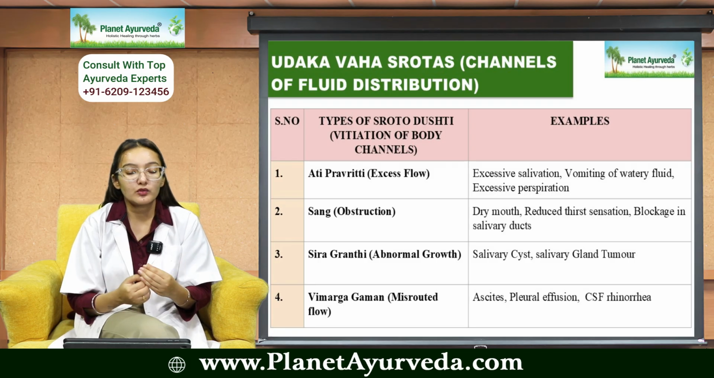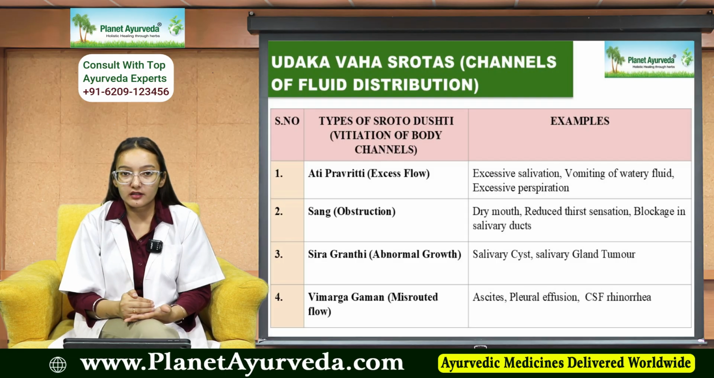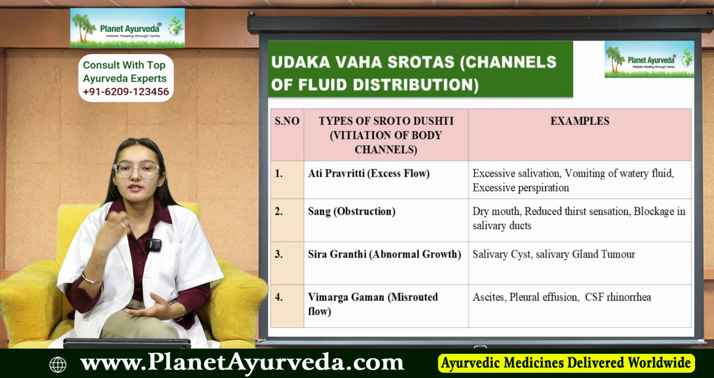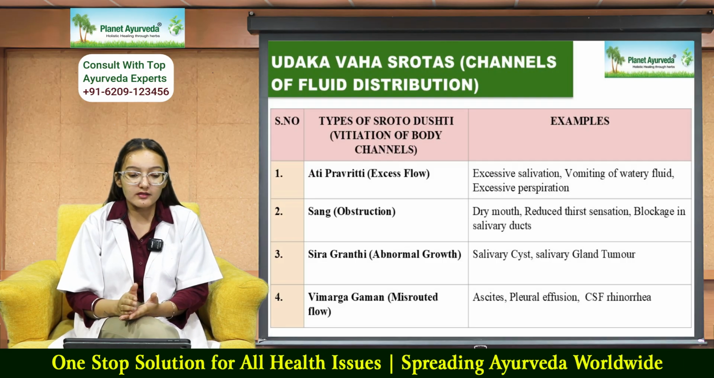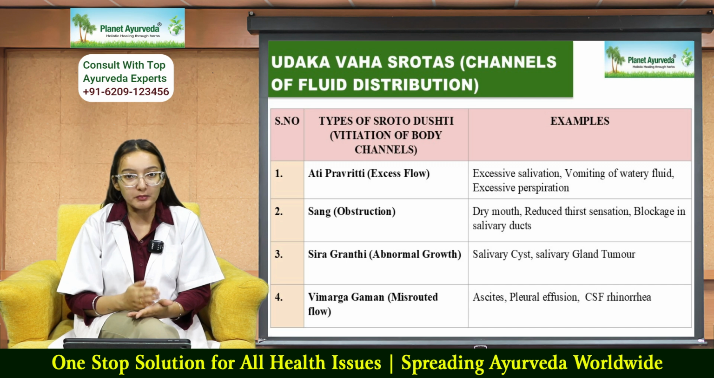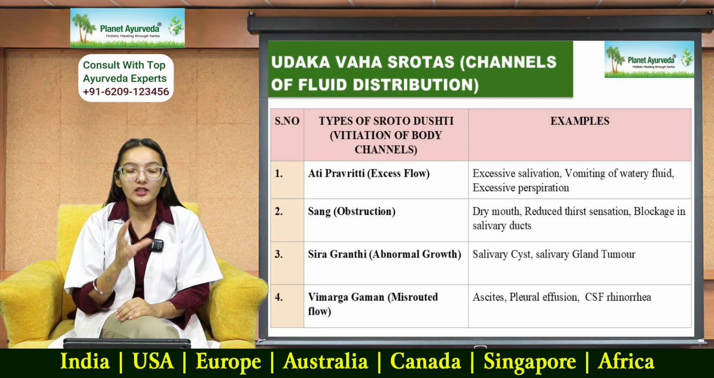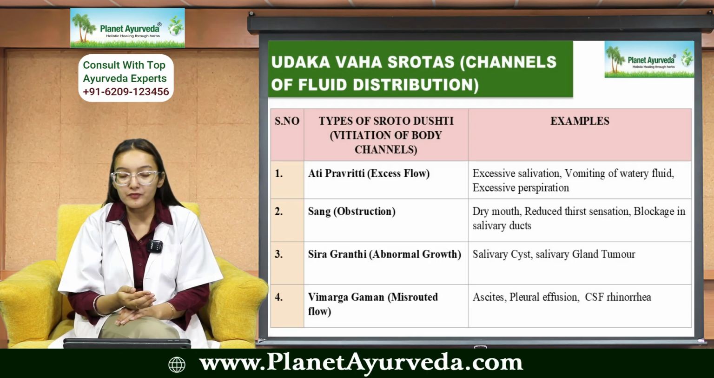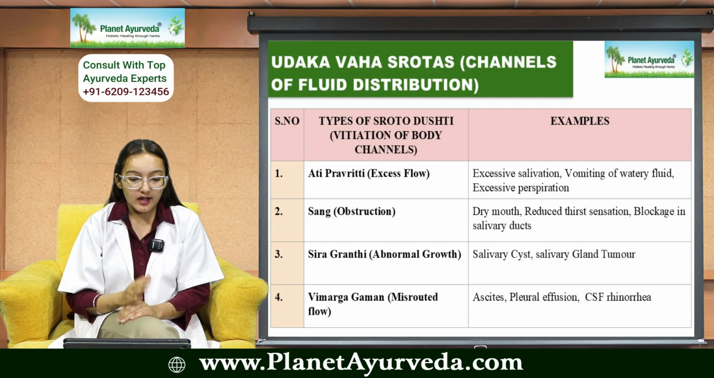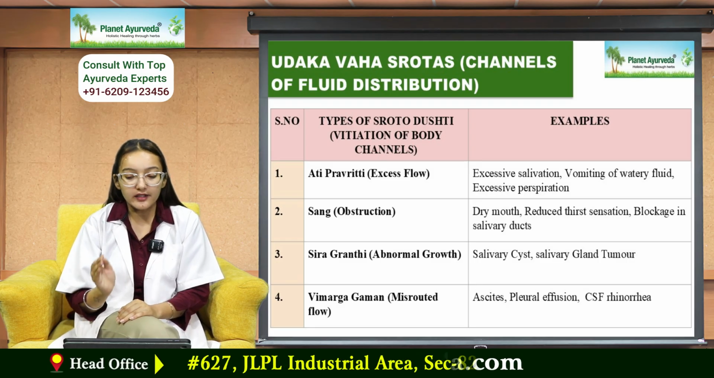It will lead to dry mouth, reduced thirst sensation, and blockages of the salivary ducts, those ducts that secrete the saliva. If we take the example of Sira Granthi, or abnormal growth, it will lead to a salivary cyst, the cyst of the salivary secretions, or a salivary gland tumor. There are glands that produce saliva, so those glands will have abnormal growth inside them, which is known as salivary gland tumors.